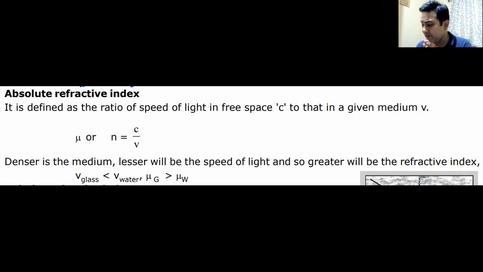Well, now is the time that we understand what we mean by refractive index. Now this refractive index can be defined in two ways. The first way is we can define it in terms of absolute refractive index. Now before moving any further, we must understand that this absolute refractive index is defined by the speed of light and the speed of light in any other medium. Now speed of light is fastest in vacuum, so the absolute refractive index of vacuum is taken as 1.